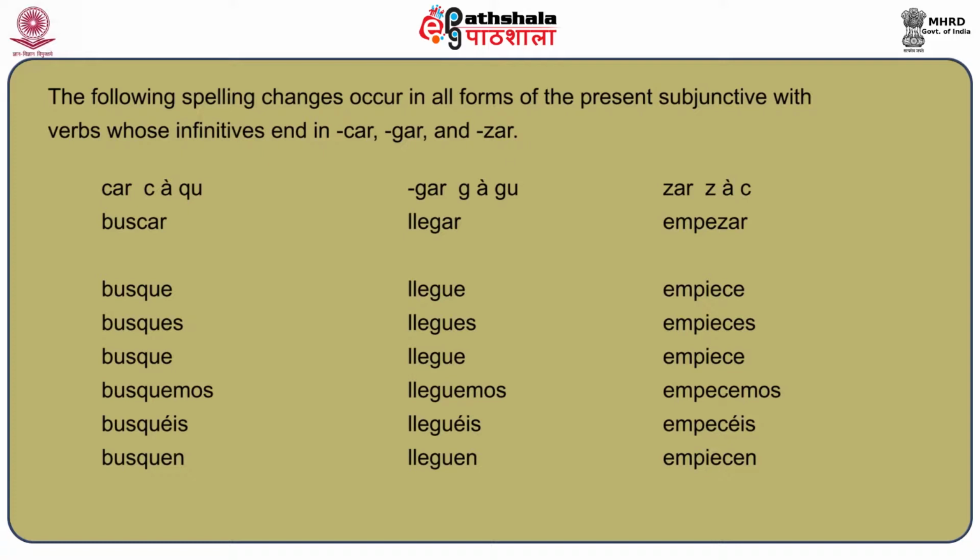In the GAR endings, the G changes into GU. Like in the example llegar, the subjunctive conjugations are llegue, llegues, llegue, lleguemos, lleguéis, lleguen. In the case of the ZAR ending, the Z changes to C. The verb is empezar. In the subjunctive, it becomes empiece, empieces, empiece, empecemos, empecéis, empiecen.